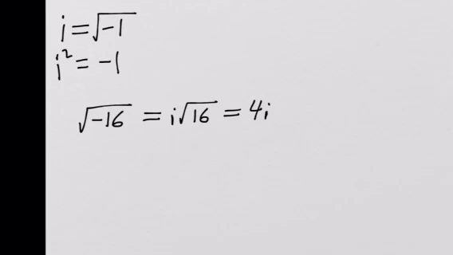So, we can go ahead and work with stuff like the square root of negative 16. That's going to be equal to i times the square root of 16, or 4i.